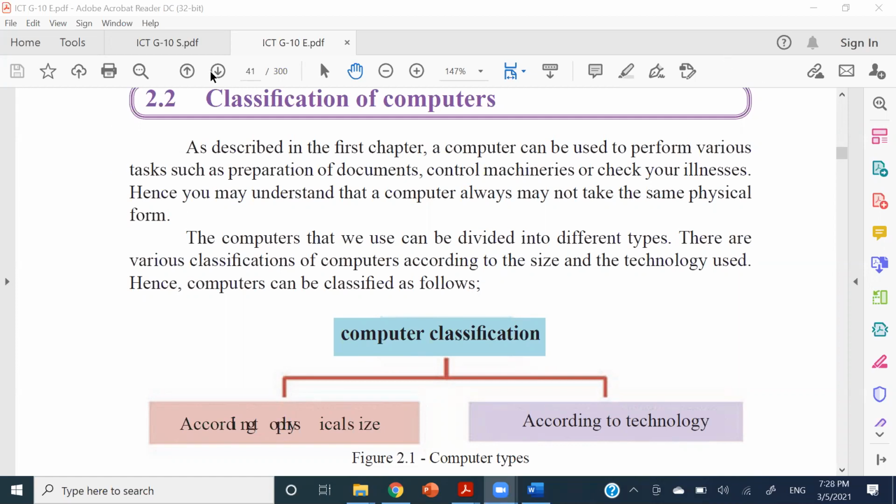The heading should be written classification of computers, then draw the diagram. That's all. Draw the diagram. Later we are going to write about the supercomputers and all these things, right? So it's the heading and the diagram.